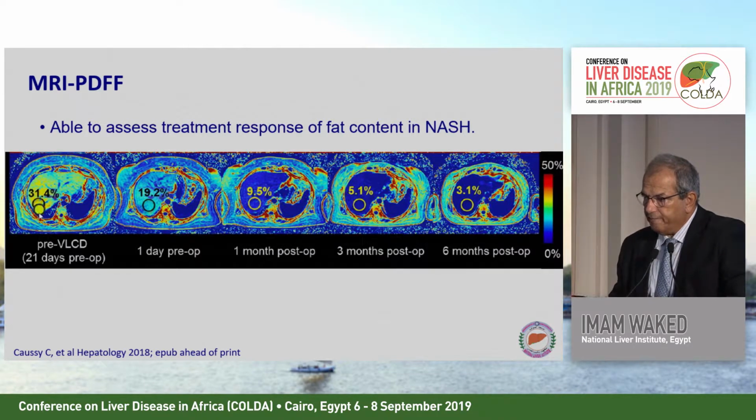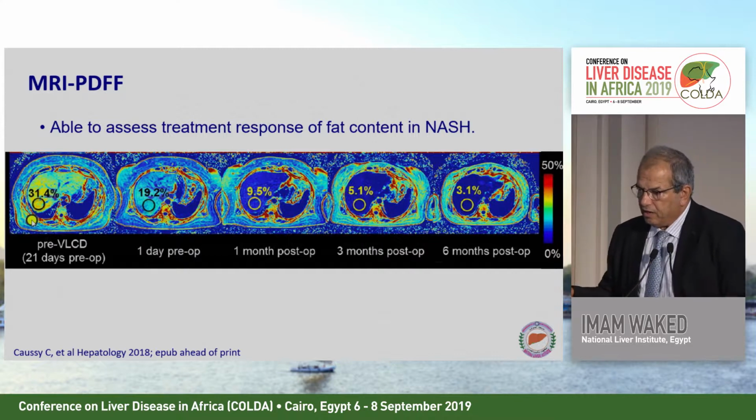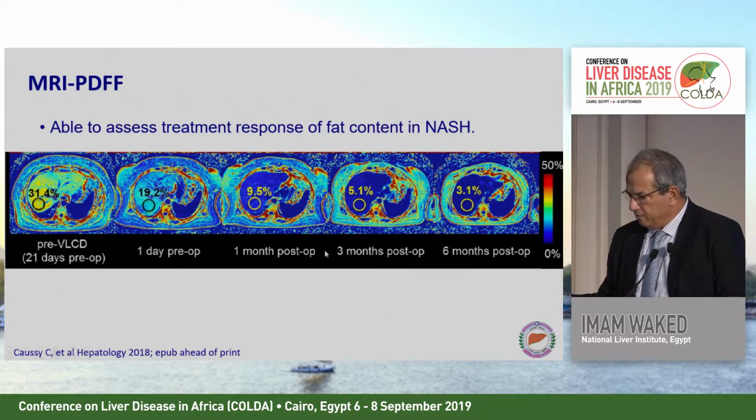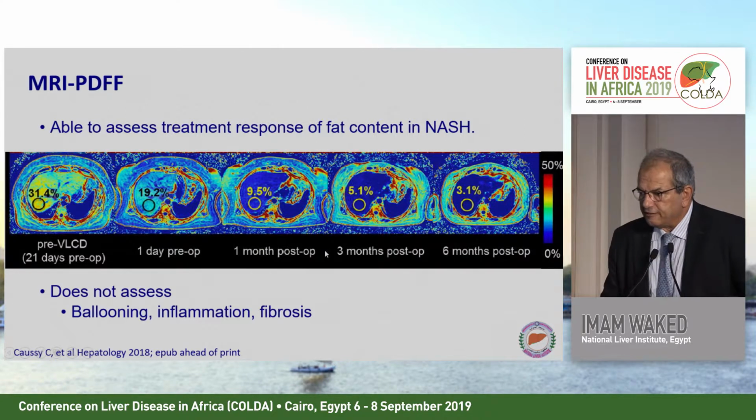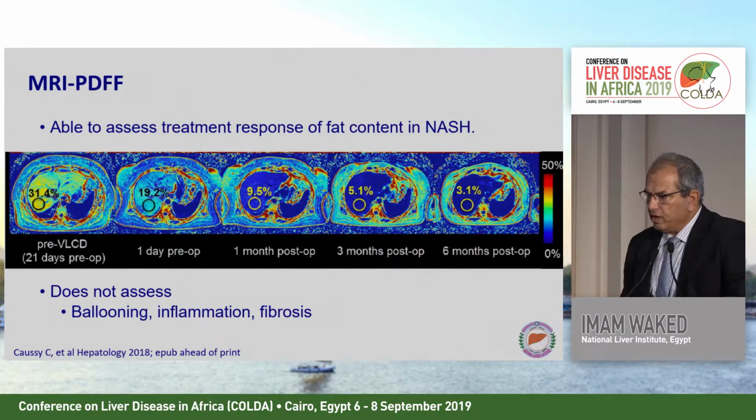This is a serial MRI-PDFF of a patient who was going to have bariatric surgery. He went on a very low calorie diet. This is the pre-diet image. After a very low calorie diet, the fat content at this point decreased to 19%. Following the bariatric surgery, it kept on decreasing further and further, and then the liver is totally devoid of fat. However, this does not assess the important histological changes in NASH: ballooning, inflammation, and fibrosis.